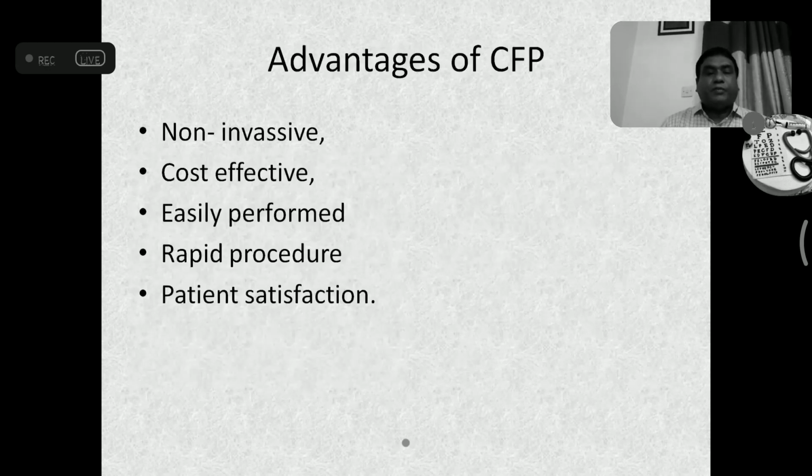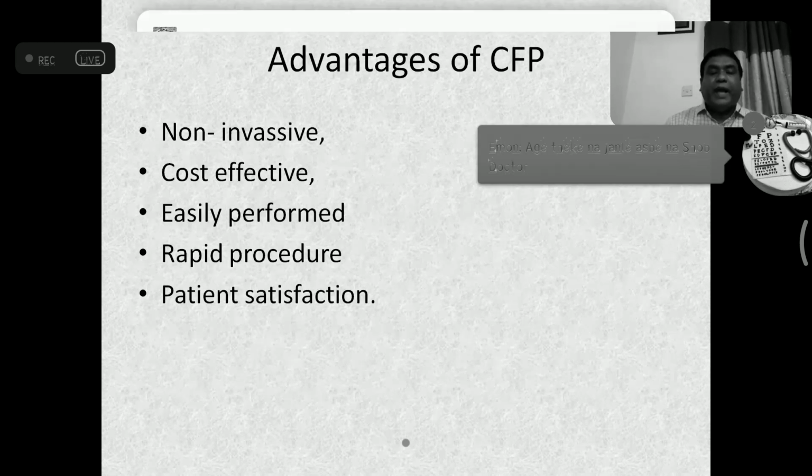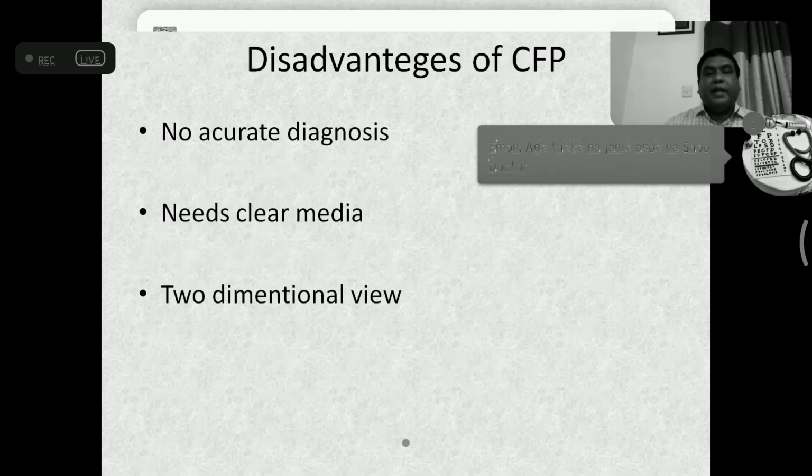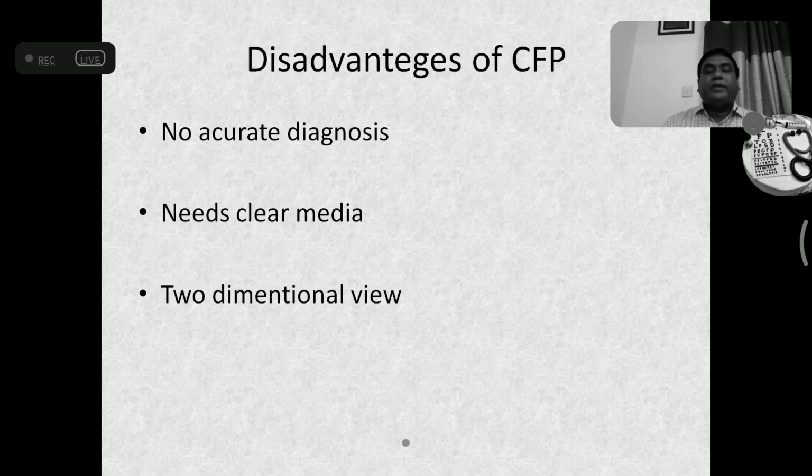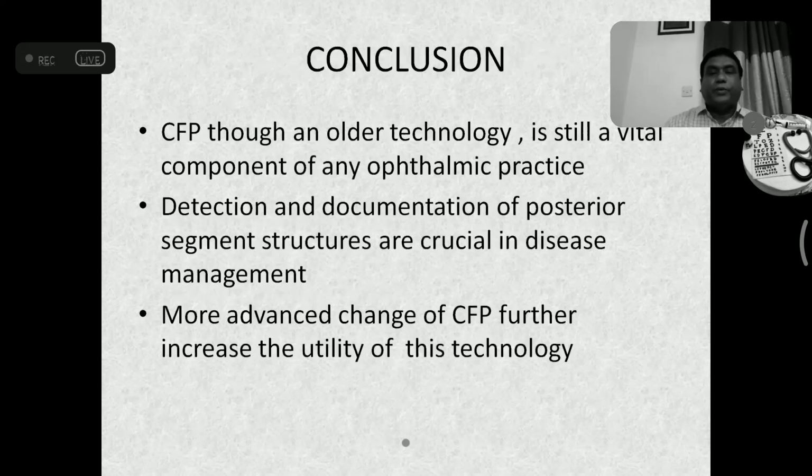Advantages of color fundus photography: it is a non-invasive procedure, cost effective, easily performed, rapid, and gives patient satisfaction. Disadvantages of color fundus photography: no accurate diagnosis, needs clear media, and it is a two-dimensional view.